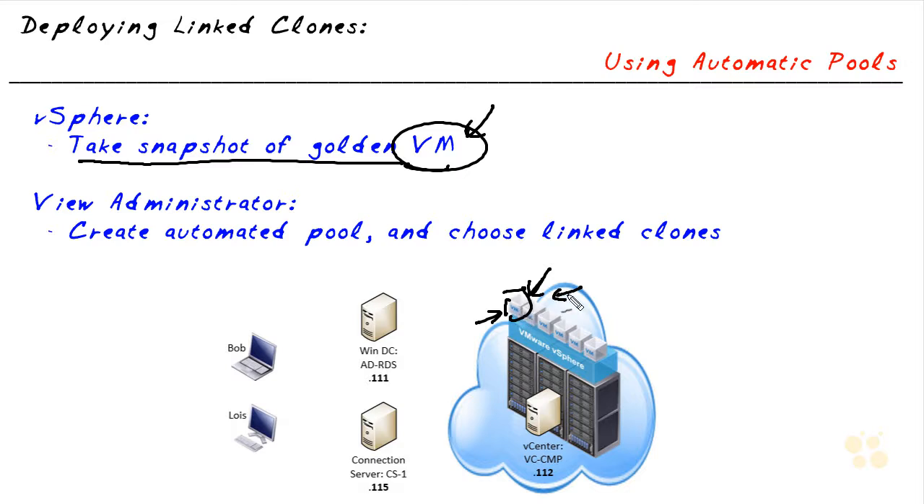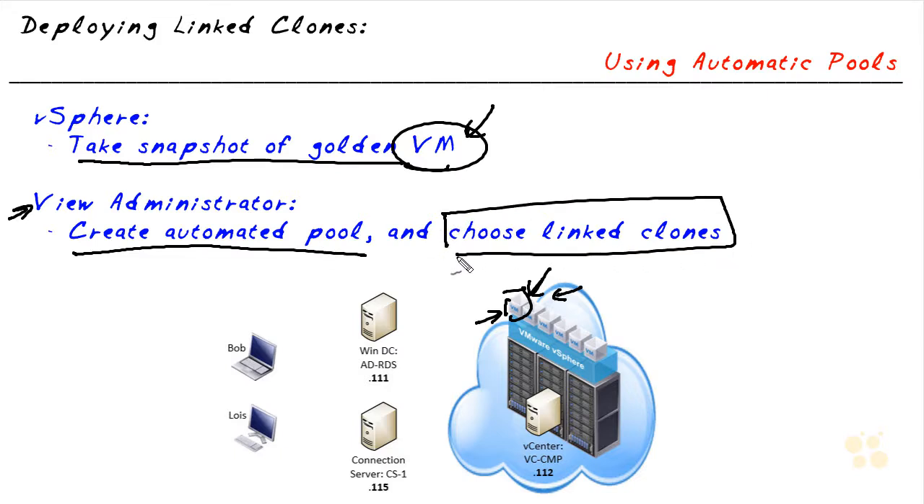And we're simply going to use vSphere Web Client to go ahead and take a snapshot of that virtual machine. And then we're going to go to View Administrator, and inside of View Administrator, we'll create an automatic pool. And during the wizard for creating an automated pool, we'll simply indicate that we want to use linked clones. And there's a few options that we have to answer regarding linked clones. And so we'll answer those questions as part of the wizard. And when we're done, the pool will provision for us linked clones.